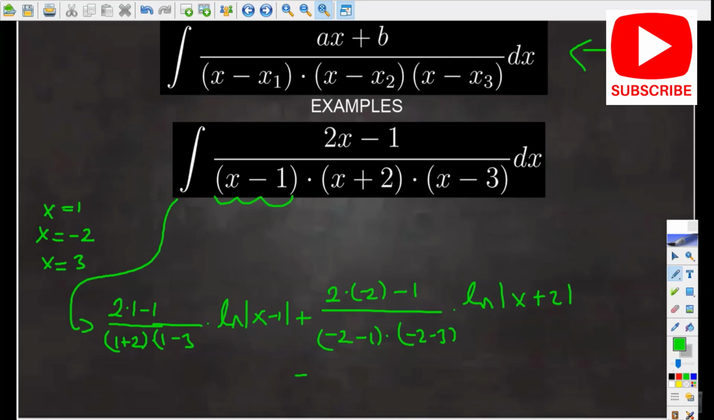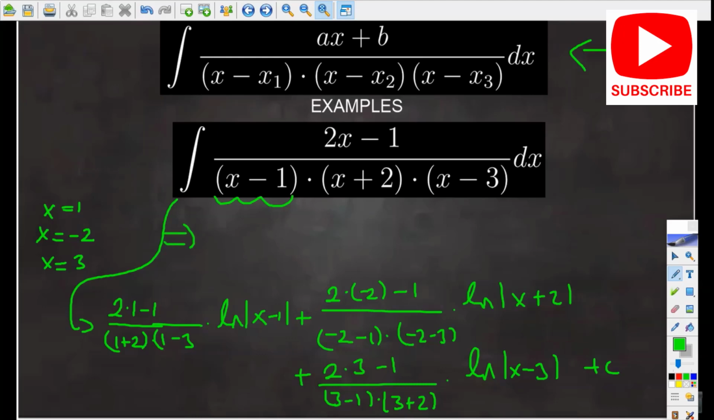I'm going to continue over here. Plus, we're going to move on to x equals 3, so (2 times 3 minus 1) over (3 minus 1) times (3 plus 2), times the natural log of the linear factor x minus 3, and at the end we're going to put plus C. So let's simplify.